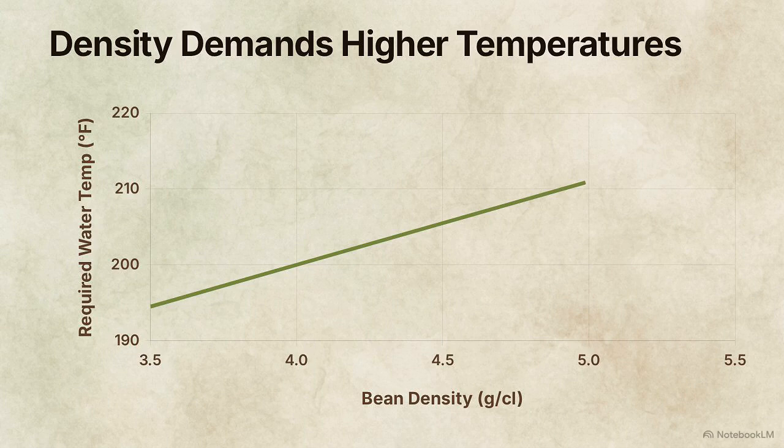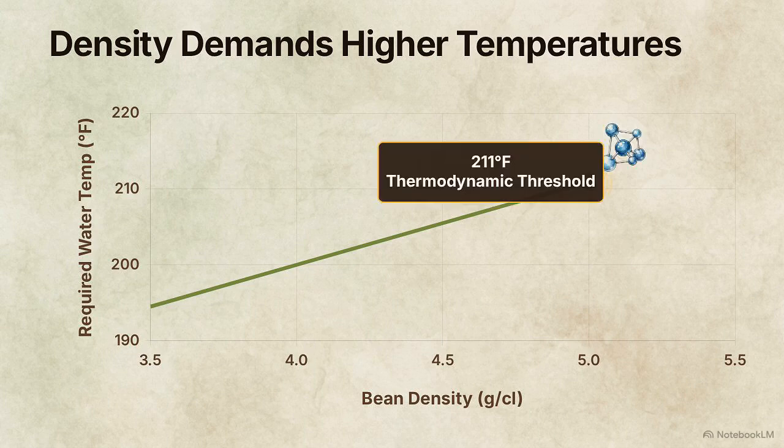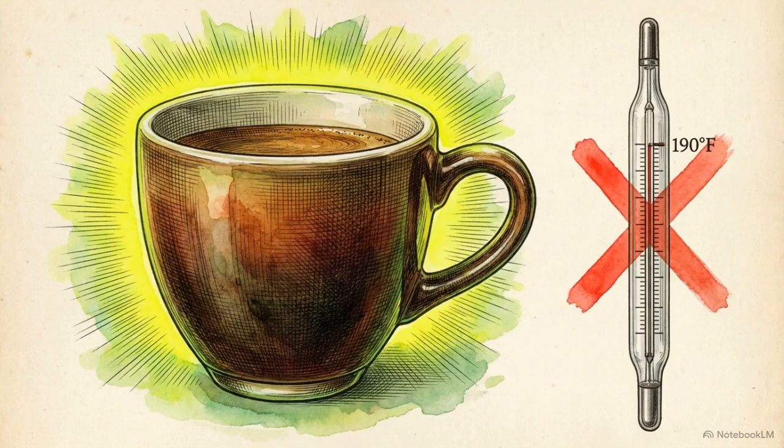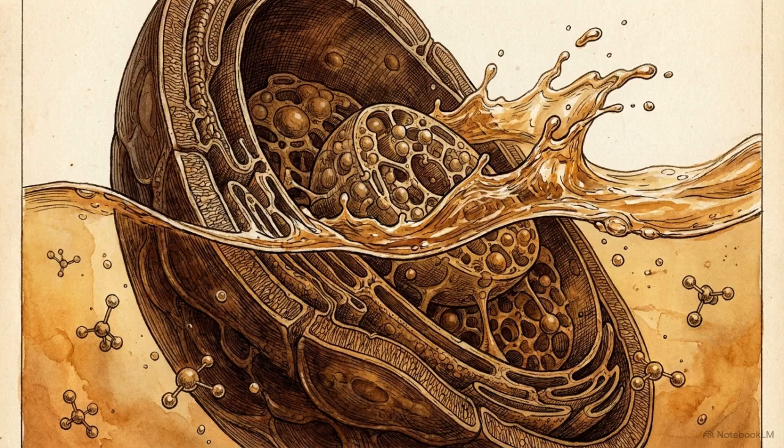The water lacks the required energy to penetrate the matrix, meaning only the easily accessible polar acids make it into the cup. Brew temperature functions as a thermodynamic threshold, providing the energy necessary to dissolve the specific complex compounds shielded by the bean's density. This brings us back to the opening paradox.